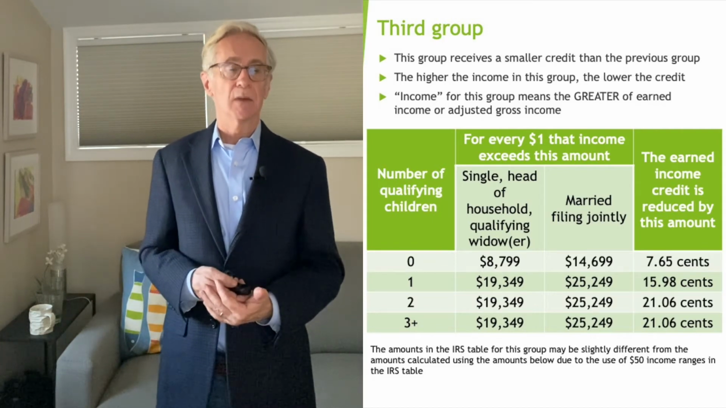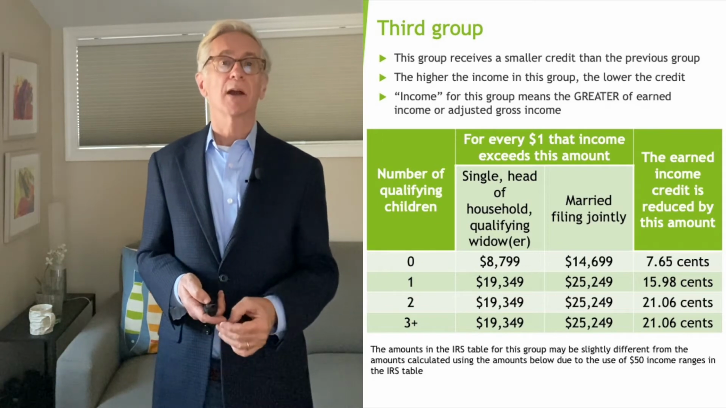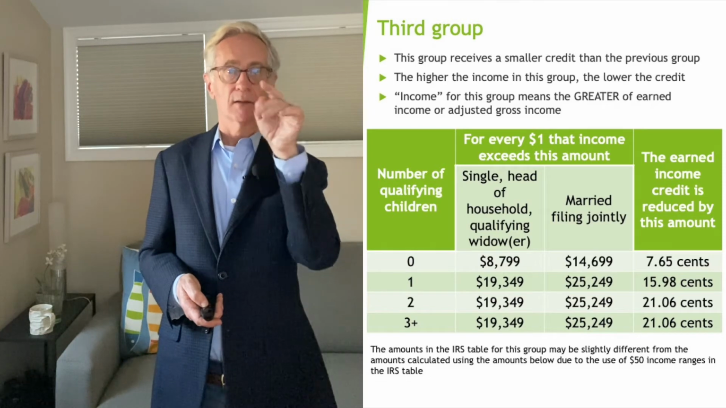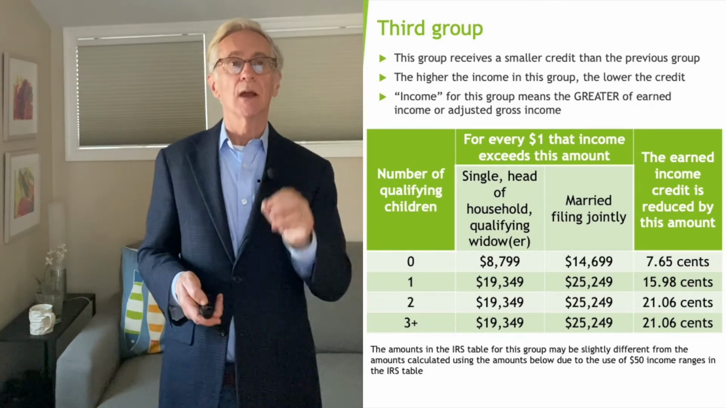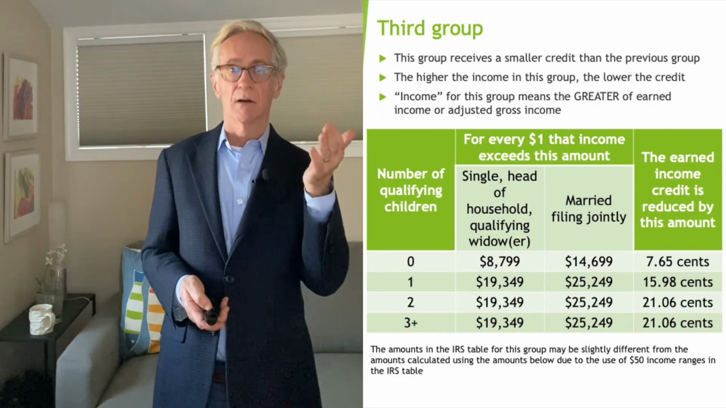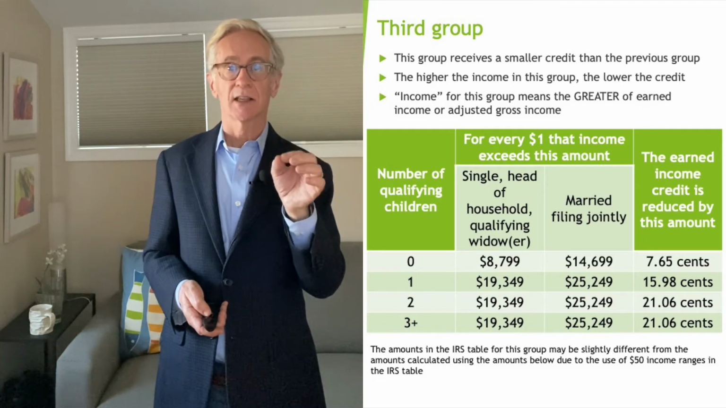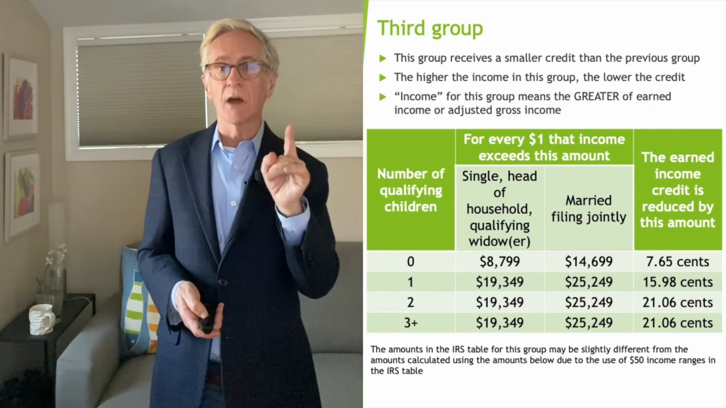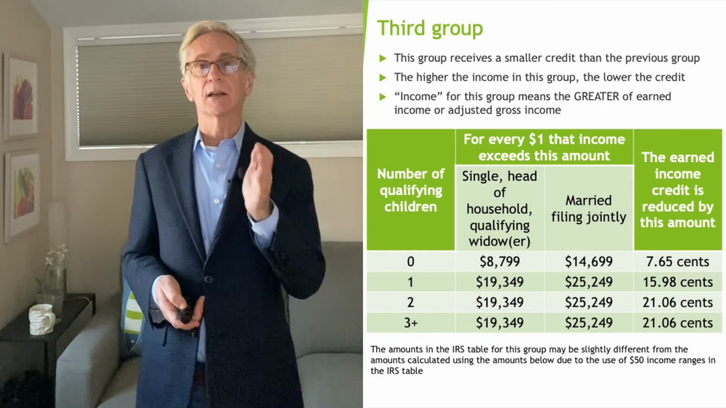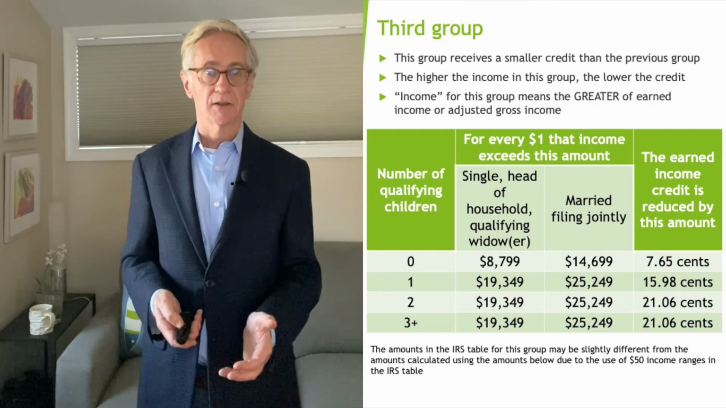Let's do an example. Let's say that you have no qualifying children and you're married filing jointly. What this says is that for every $1, look at the wording at the top of the table, for every $1 that income exceeds this amount, so in the case of no qualifying children and married filing jointly, $14,699. So for every $1 that income exceeds $14,699, the earned income credit is reduced by 7.65 cents.